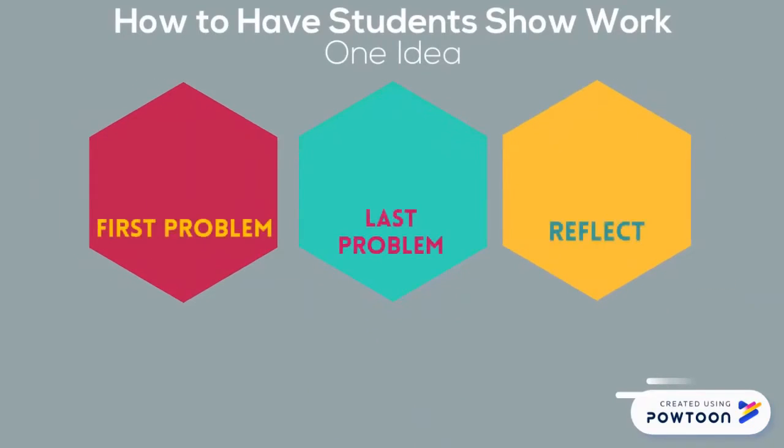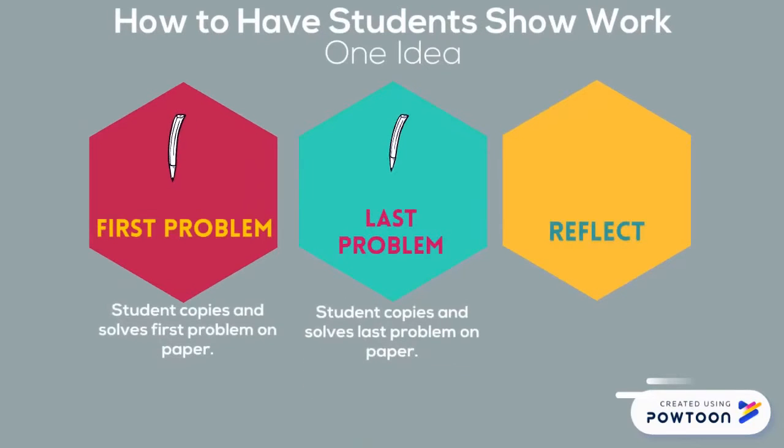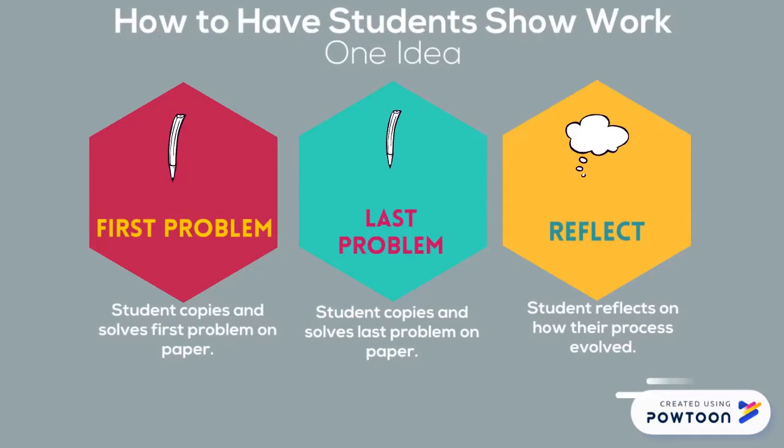A great way to get to view a student's process is to have them record the first problem and how they solved it on paper, have them repeat that for the last problem, and then finally have them write a reflection about how their process evolved. This format will encourage students to think about their process.